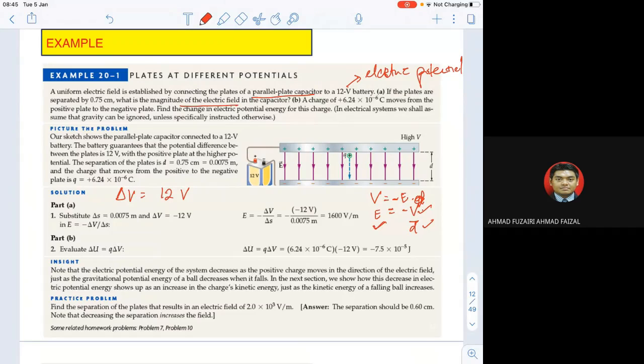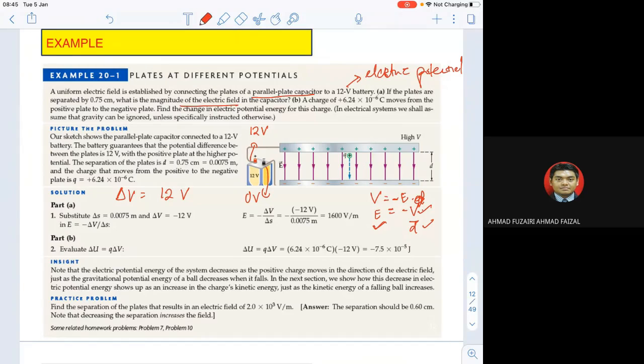Delta V is 12 volts. Regardless of 0 minus 12 or 12 minus 0, delta V is 12 volts, meaning that they have 12 volts. So from the positive to the negative terminal, there are two different values of potential. On the positive part, they have 12 volts. On the negative part, they have 0 volts.